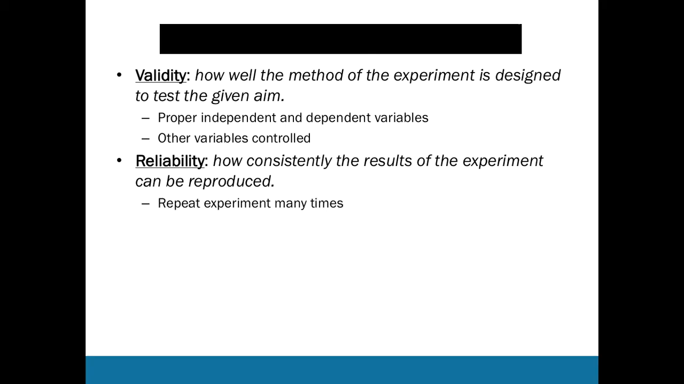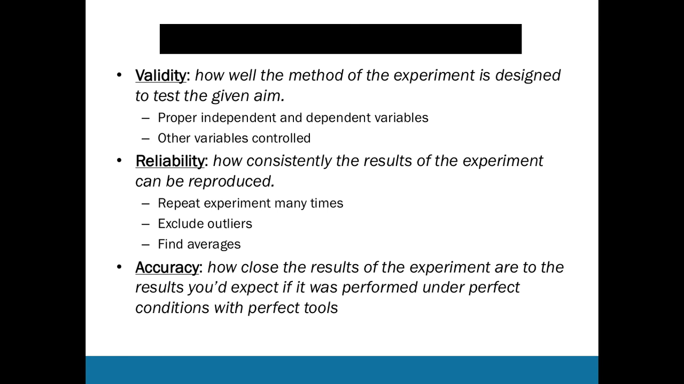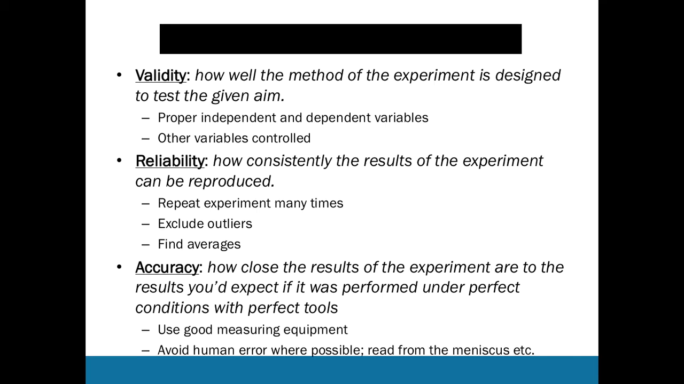What that's about is repeating the experiment a whole bunch of times to make sure you get the same outcome, excluding any outliers that occurred due to errors or just random variation, and finding averages of results. Accuracy is how close the results of the experiment are to the results you expect if performed under perfect conditions with perfect tools. So that's about having really good measuring equipment and avoiding human error. So reading all the measurements properly.